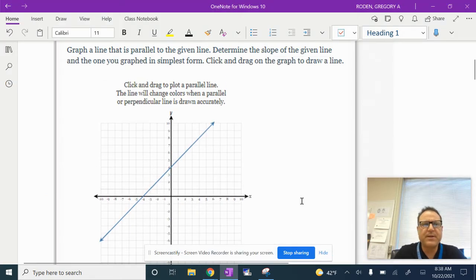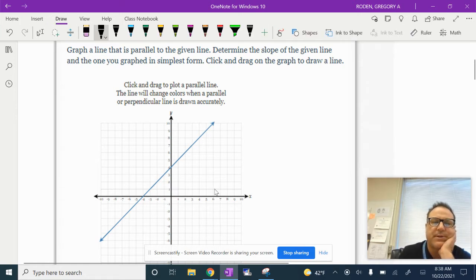Now, the first one's pretty easy. It just says graph the line that is parallel to the given line. Determine the slope of the given line that you graphed in simplest form. Then click and drag. This is just copied into my OneNote, so I can't click and drag. The first thing you need to do is figure out your slope, right?